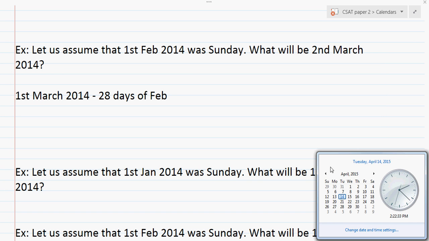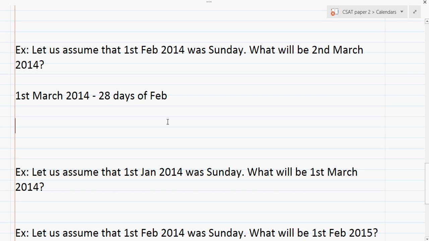We can see it in this calendar as well, right? So 1st February 2015 was a Sunday, and essentially 1st March 2015 should also be a Sunday, and hence 2nd March would be what? It would be a Monday, right? So that's how we solved it.